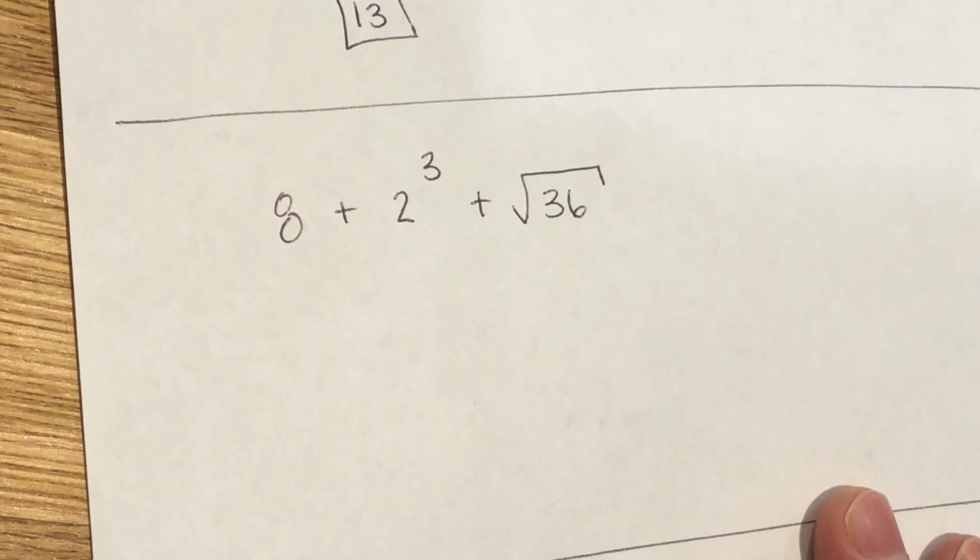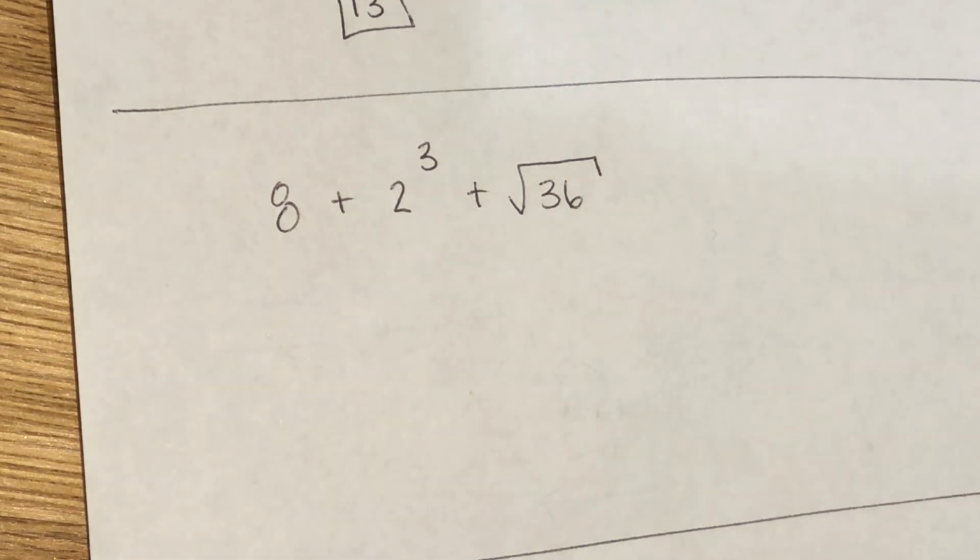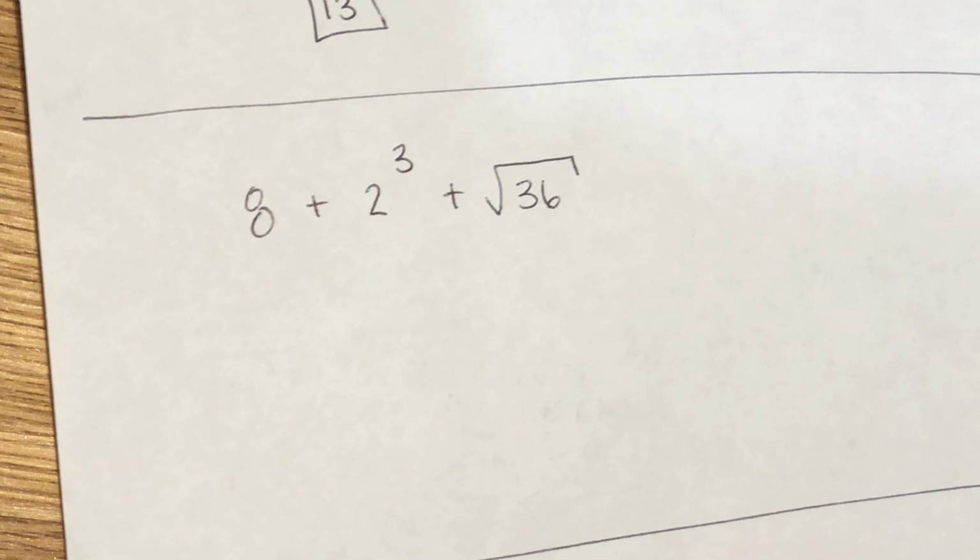Moving on. So in this one here, we have a square root. Now a square root is just a different way of writing an exponent. So when you say PEMDAS, there's no spot in there for square root, but it really is just a type of exponent. It's really a fractional exponent.